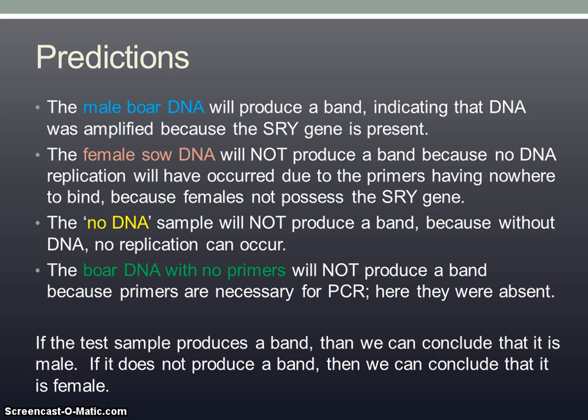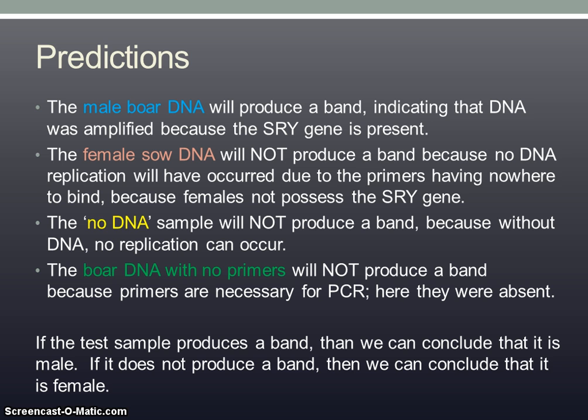And so our sample without any DNA will not produce a band as well, because without DNA, no replication can occur, no amplification can occur, obviously. And the boar DNA with no primers will not produce a band either, because the primers are necessary for PCR. We need primers to bind to the DNA sequence in order to amplify them. So here they were absent, therefore no band would be produced.